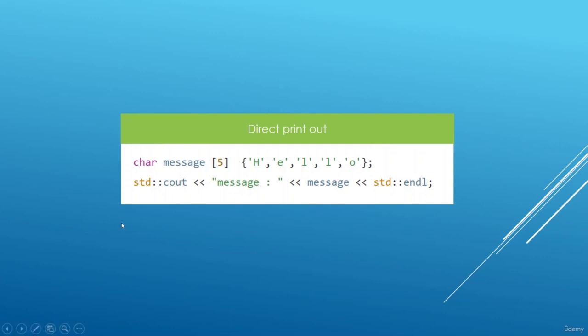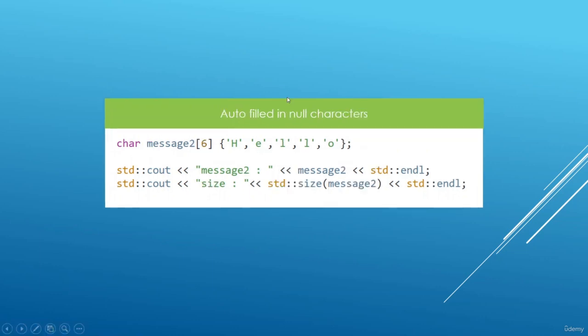Here we have specified the size to be a 5, and we are putting in 5 elements, so we have no null character appended to this string. But here we have said that we can put in 6 elements, and we have only put 5, and the compiler is going to autofill then the null terminating character. These two things are different, and make sure you understand the difference.